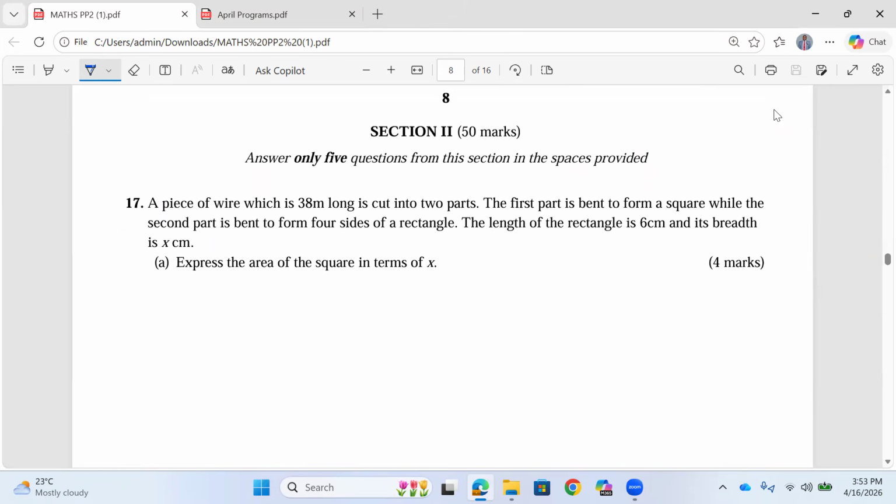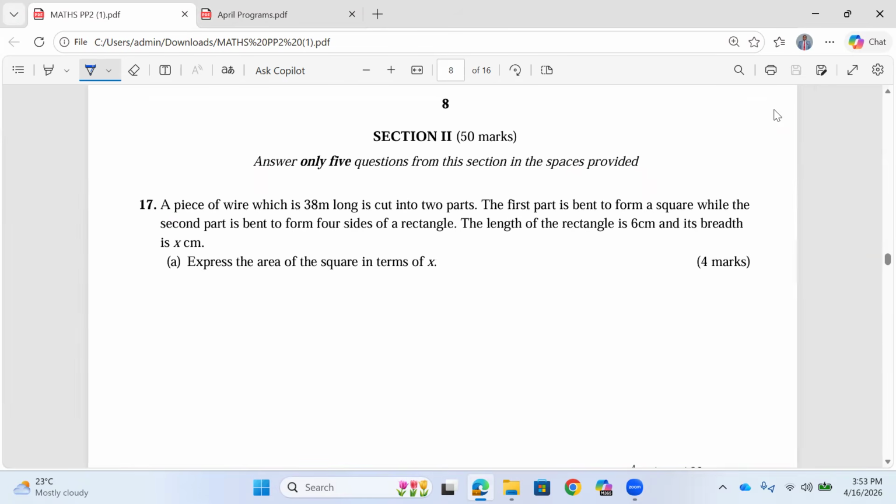Number 17, we'll be reading the question, then we solve together. Now, a piece of wire, which is 38 meters, is cut into two parts. Underline that, is cut into two parts. Now, the first part is bent to form a square, while the second part is bent to form four sides of a rectangle. Now, the length of the rectangle is 6 centimeters, and its breadth is x centimeters. Part A, express the area of the square in terms of x.